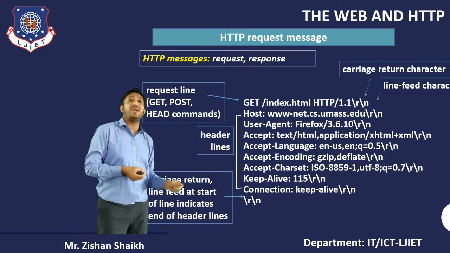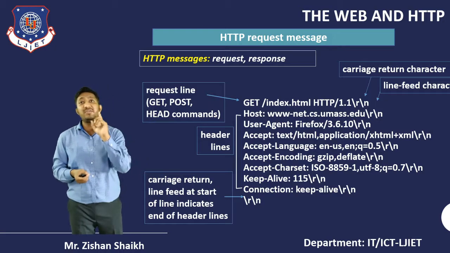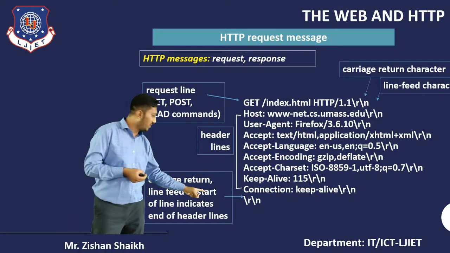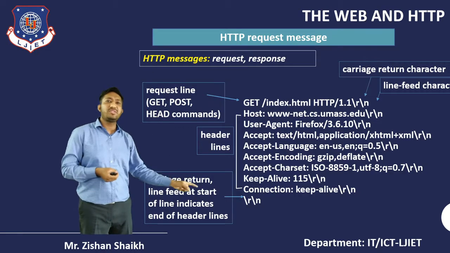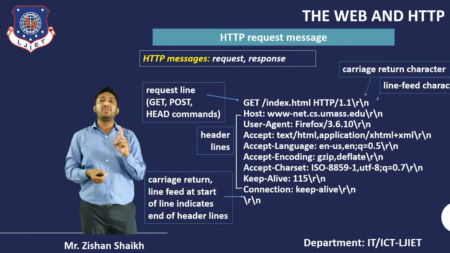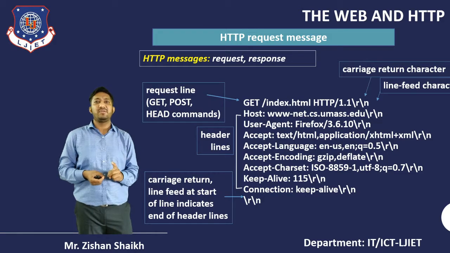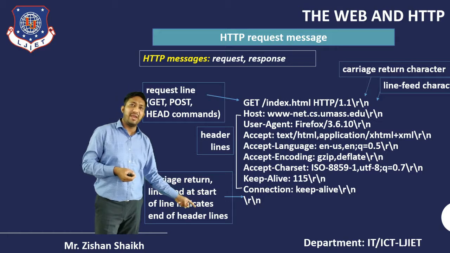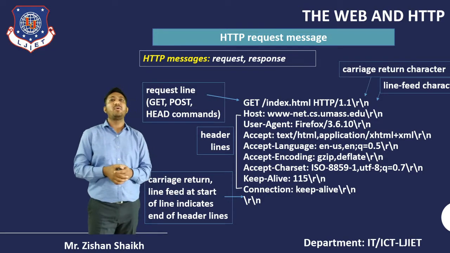And the last one is keep-alive. Keep-alive is all about persistent HTTP. If we are talking about non-persistent, keep-alive is not available. So the connection keep-alive line tells us which version we are using: the persistent version. At the end, the carriage return characters mark the ending of our message.